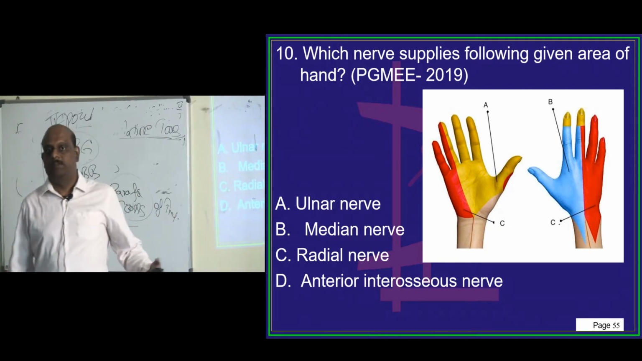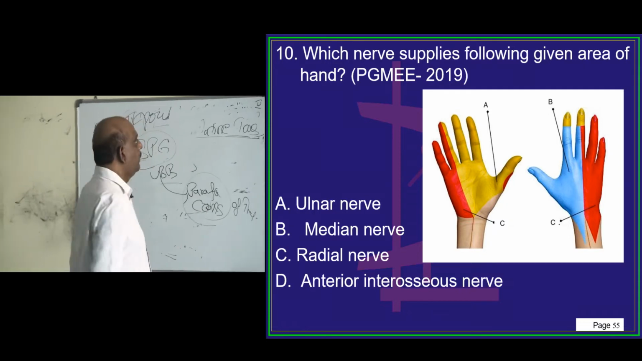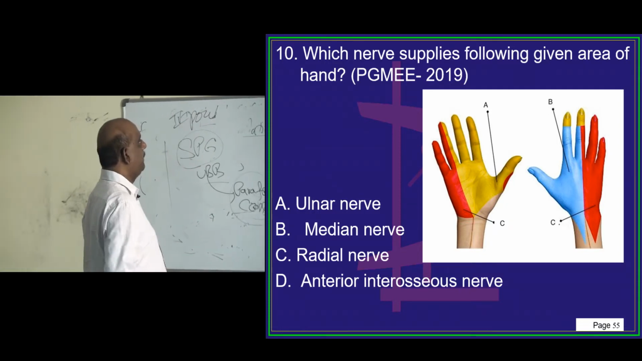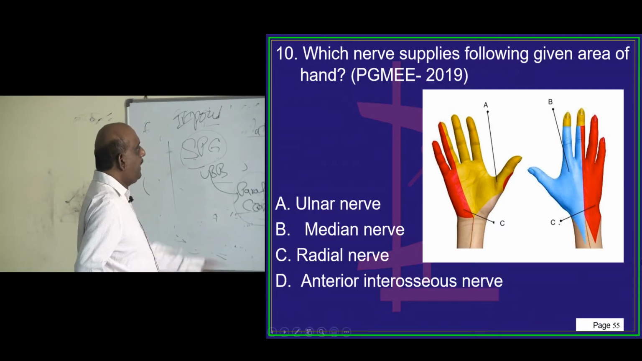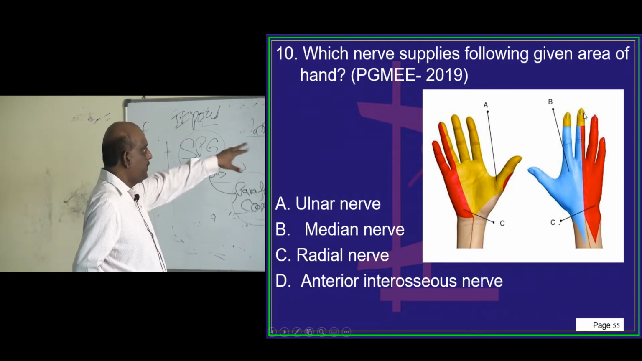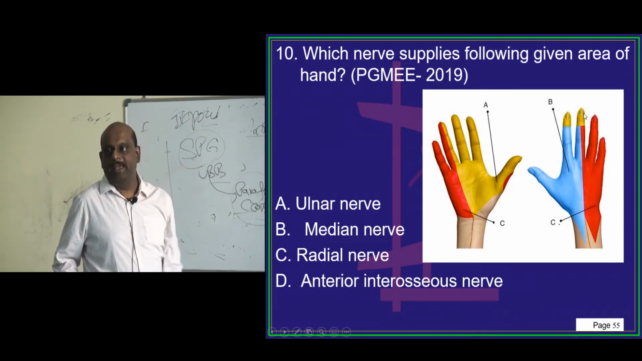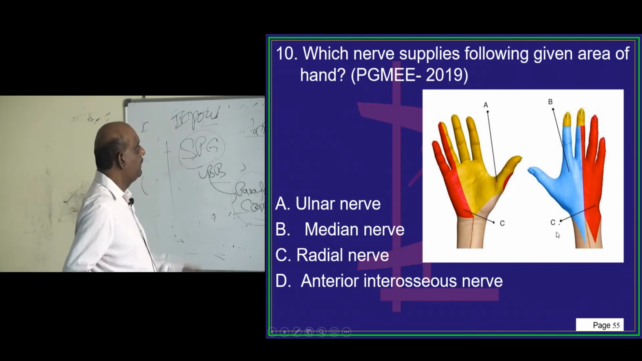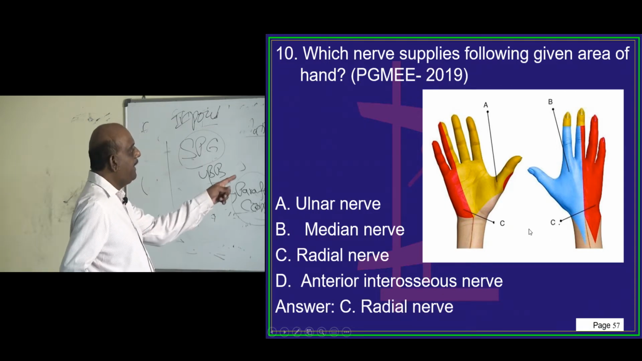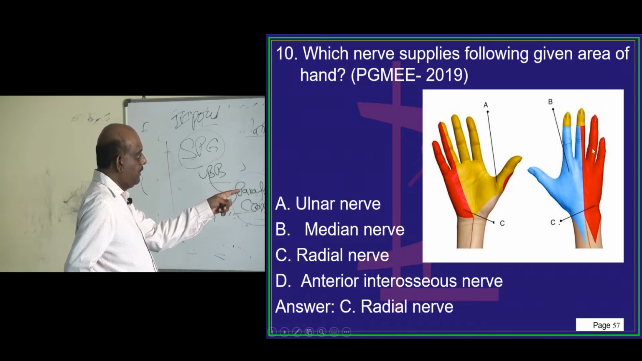Now doctor, what is the nerve supply of the area C? Actually in the question you should mention what area C is. So area C is fundamentally radial nerve. This area and this area.